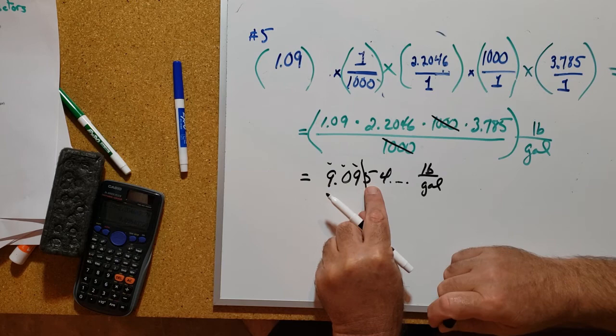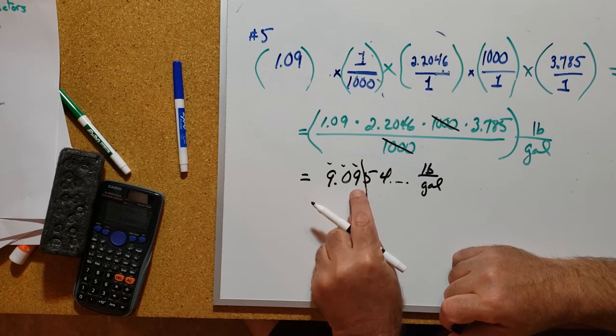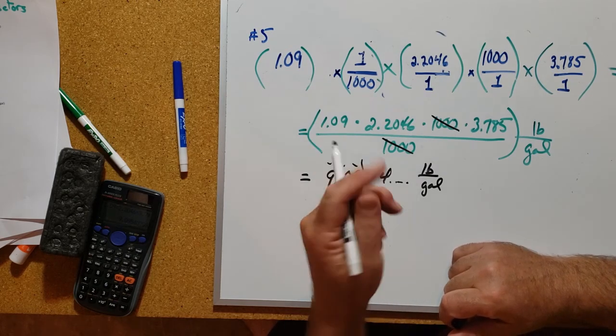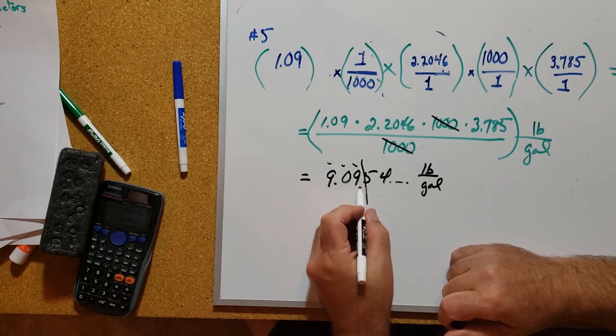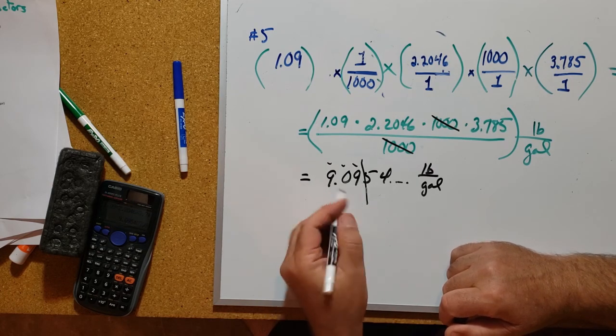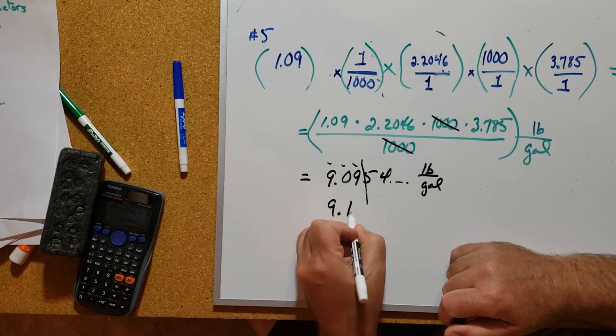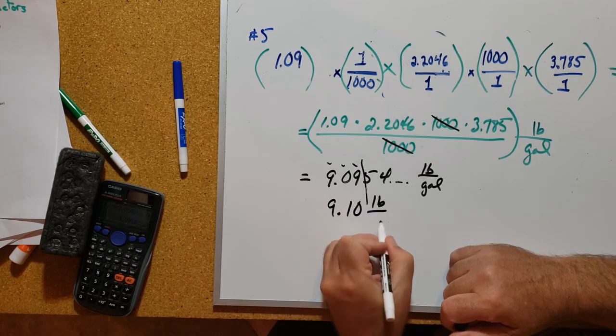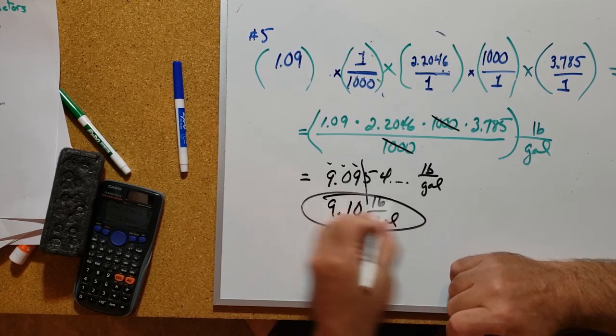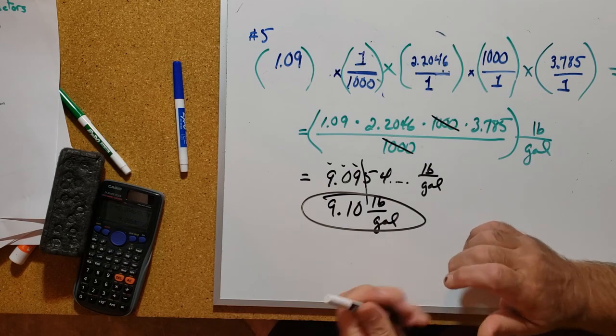Now, what's the rule for rounding with the 5? The rule for rounding with the 5 is look at the number in front. If it's odd, round up. If it's even, round down. Well, 9's odd, so I'm going to round this 9 up to a 10. So this is going to be 9.10 pounds per gallon. And that is the answer to number 5.